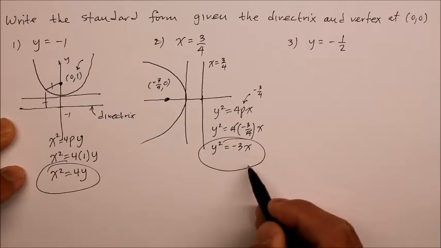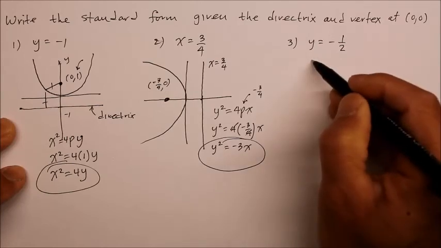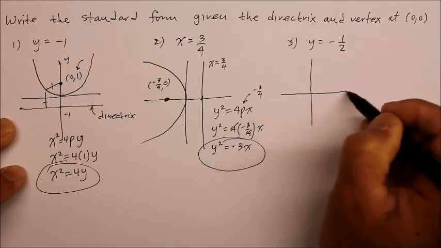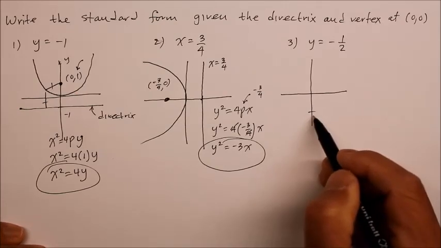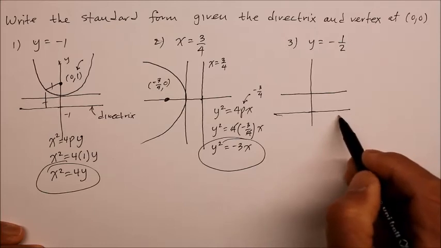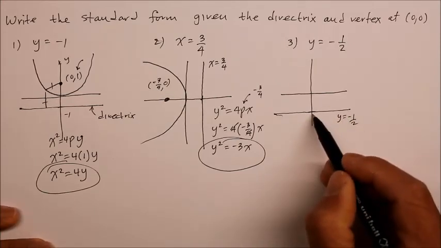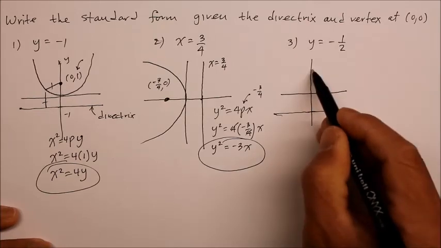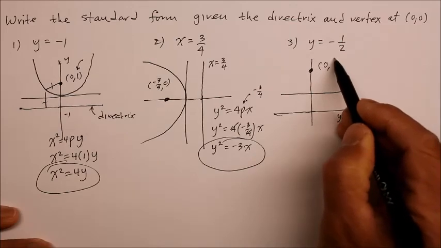I hope you're seeing a pattern here now. And finally, number 3. If I were to plot that or draw that directrix, y is at -1/2. Boom, there's -1/2. I'm not too concerned about the scale, but there it is. Y is equal to -1/2. That means the focus is exactly on the opposite side, right there. And the coordinate given for that should be (0, +1/2).